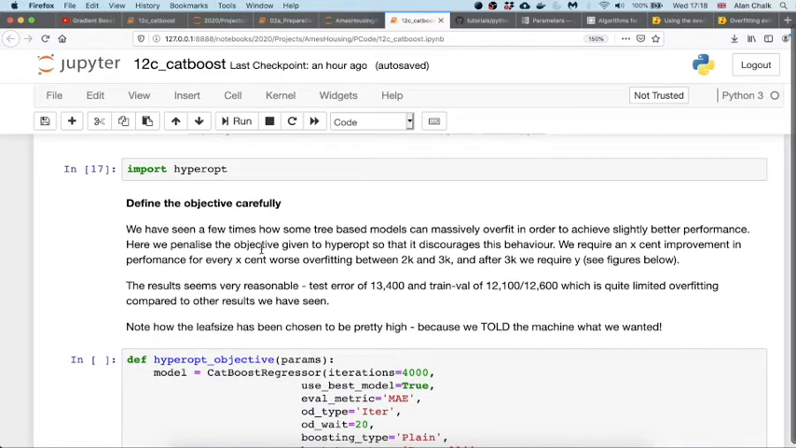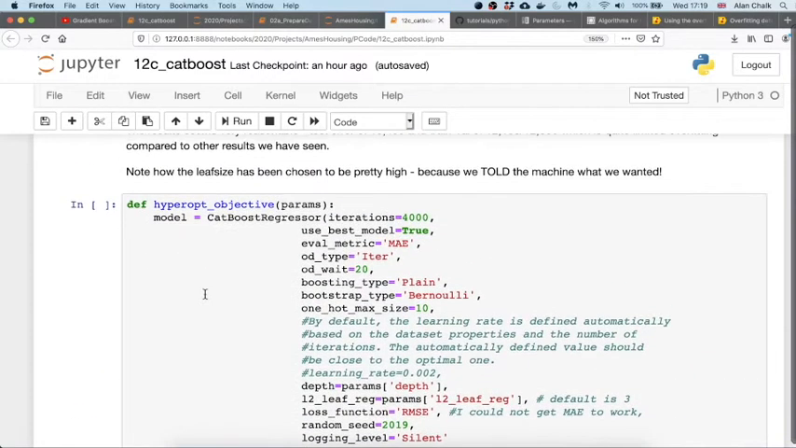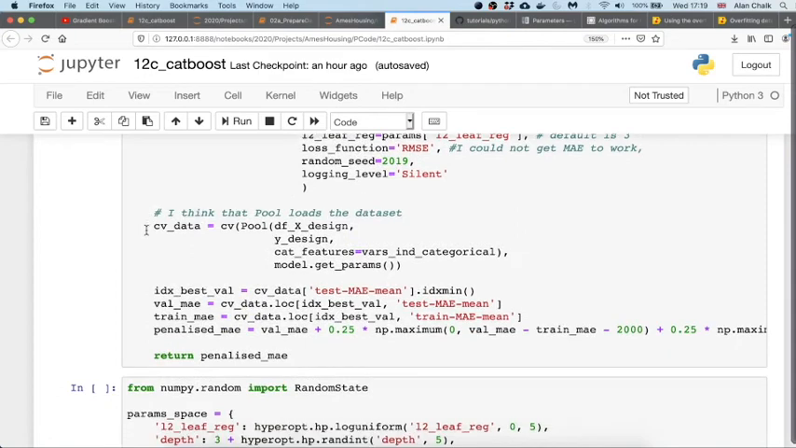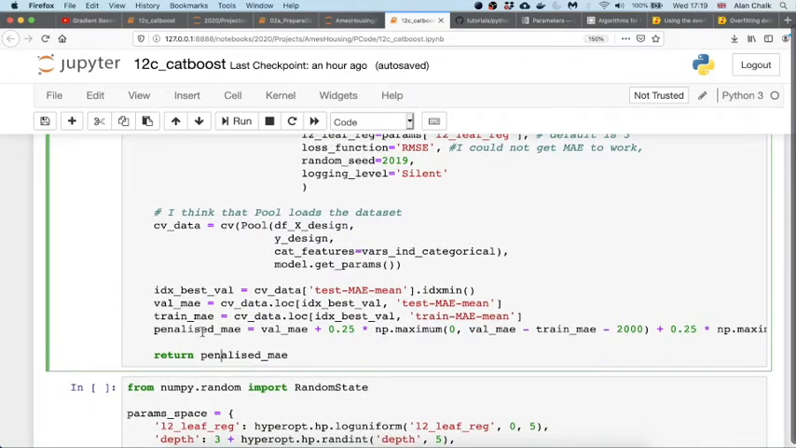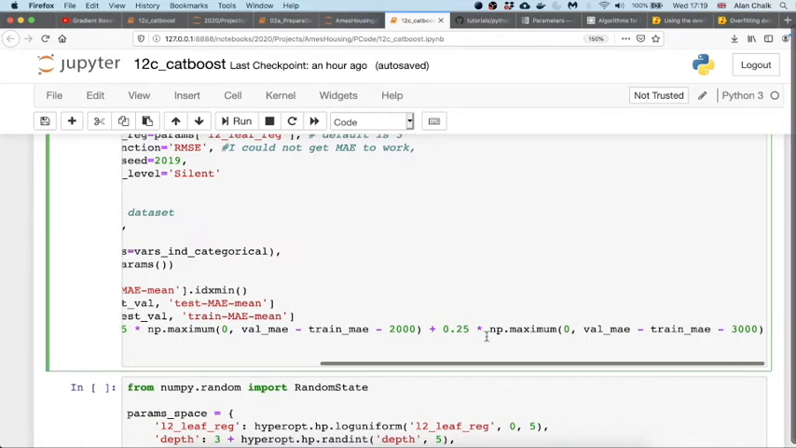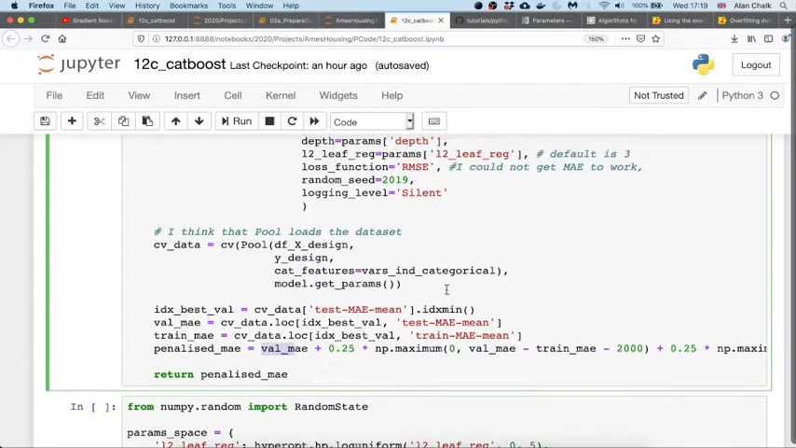What I have done over here is I've told HyperOPT that I don't like overfitting. I've got a function which tells HyperOPT what it should try to minimize. So what it should try to minimize is my penalized MAE. And I've told it the penalized MAE is the validation MAE plus some cost, 25 cents per dollar of overtraining, if the overfitting is more than 2,000, and then another 25 cents if the overfitting is more than 3,000. So it's going to be strongly encouraged not to overfit.